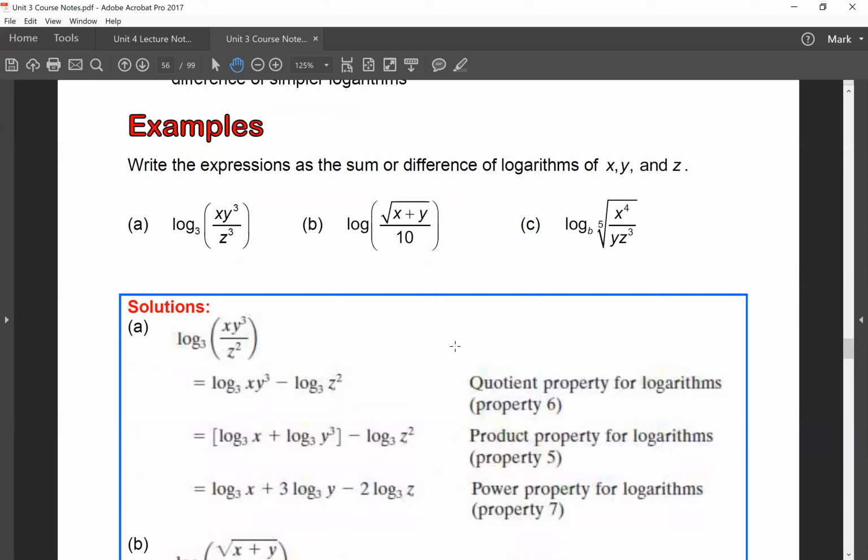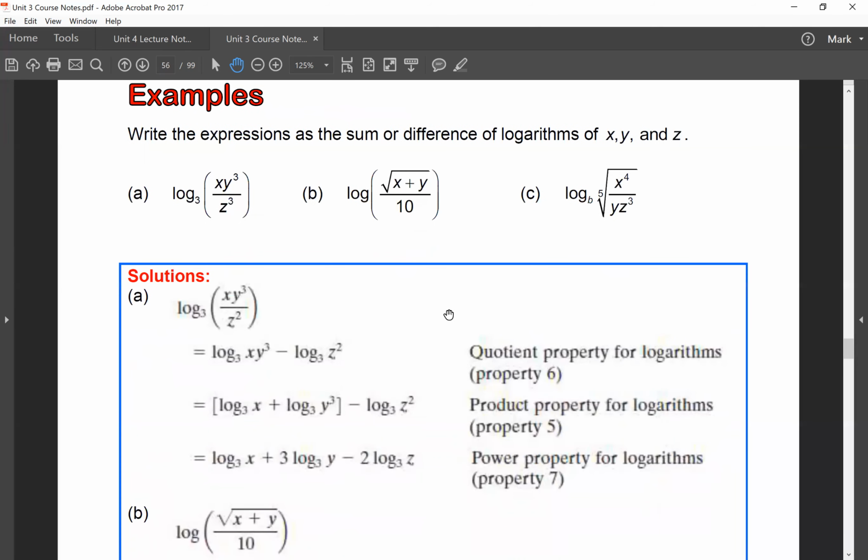So what this question is saying is it's telling you to expand the logarithms. And we're going to look at today expanding them and then shrinking them. We're going to make them big, make them small. But first, we're going to learn how to make them bigger.